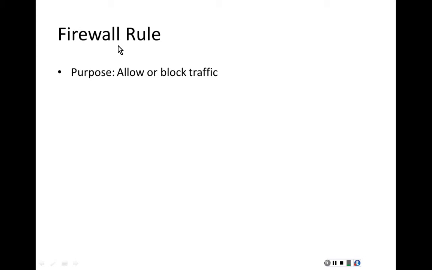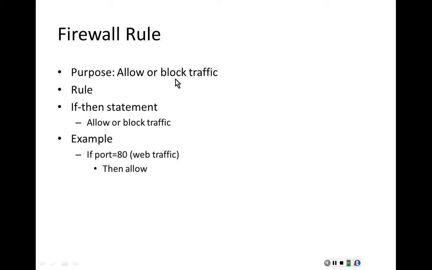The purpose of a firewall rule is to allow or block traffic. A firewall rule is an if-then statement that's used to allow or block traffic. And an example would be if port number is equal to 80, which is web traffic, then the traffic will be allowed. A firewall is a piece of software that looks at every packet which comes through the firewall, and it examines the packet. And if the packet is web traffic, then it will be allowed.